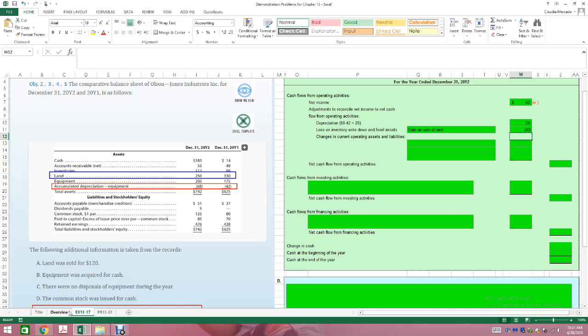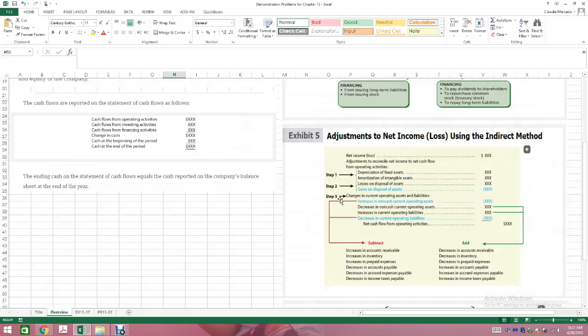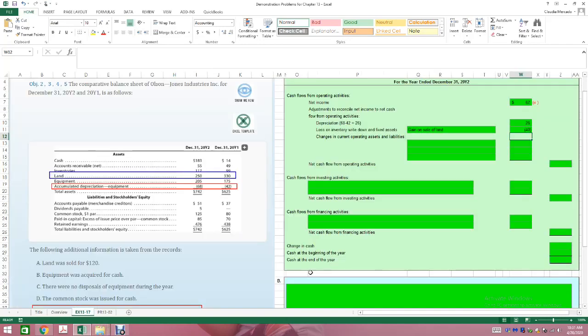Now we go to step number 3. This is where we're going to do our changes in current operating assets and liabilities. And this is where we have to analyze all of these accounts down here. So, cash, we don't use it at this point in time. Cash is our starting and ending cash that's used at the end of our statement of cash flows. But now let's look at our accounts receivable.